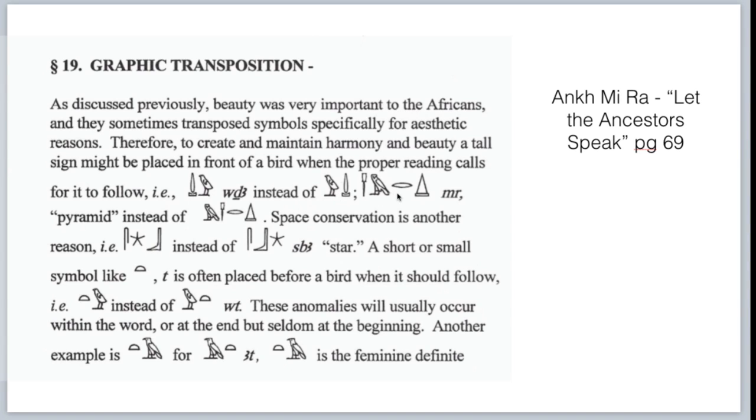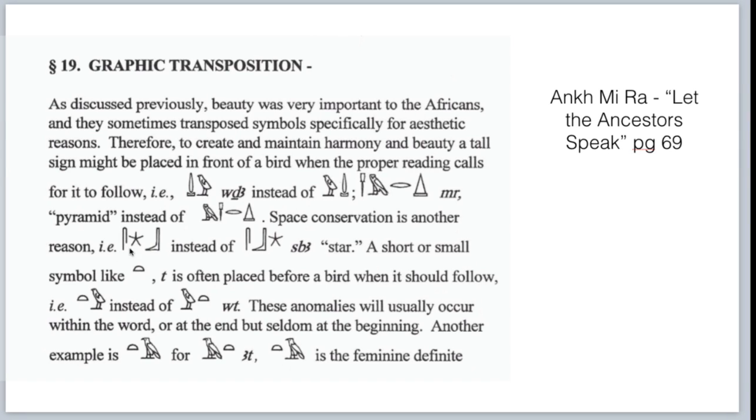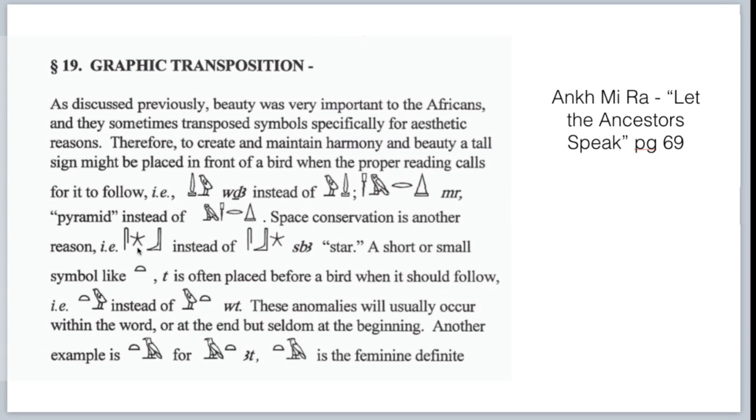Likewise with myrrh. Myrrh pyramid instead of this way, myrrh. He also goes on to say space conservation is another reason. Space conservation. That is, we have sabah, where you have the determinative that normally on the end is stuck in the middle. So we have this spelling instead of this spelling for star. A short or small symbol like the T is often placed before the bird when it should follow.